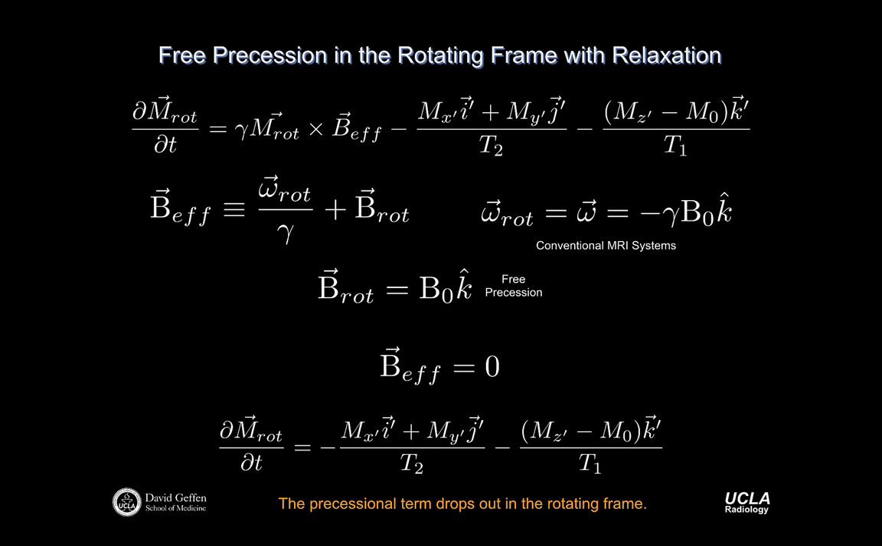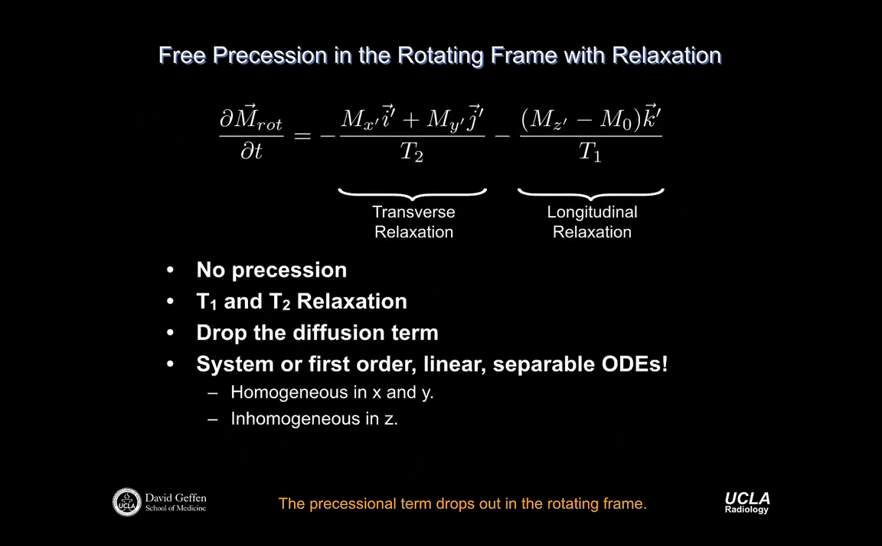And so we're left with a slightly simpler form of the equation of motion if all we're concerned about is free precession. This is just that same expression again. The left-hand term captures the transverse relaxation. We call it transverse relaxation because it refers to the x and y components, and decay of the x and y components depends only on T2. And on the right-hand side, we have the longitudinal relaxation, which governs what happens to the Mz component.